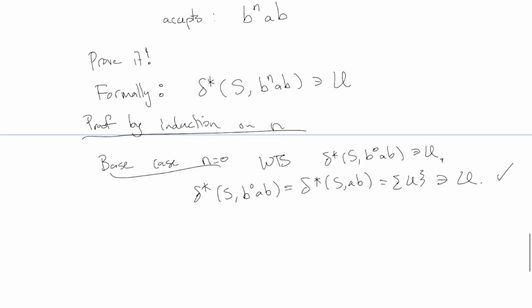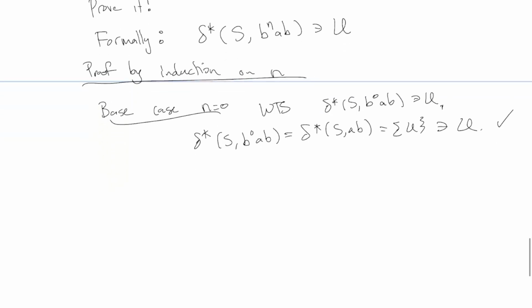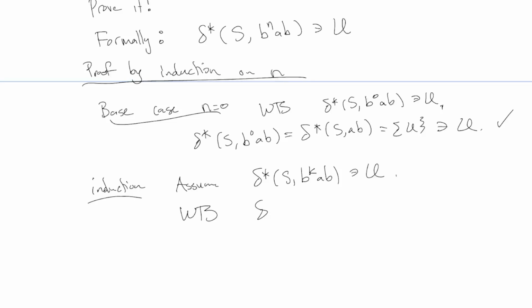All right? And the induction step. We assume, this is our induction hypothesis, delta star of S, b to the k a b contains U as an element. And then I want to show that same thing but with k plus 1. Delta star of S, b to the k plus 1 a b contains U as an element. All right.